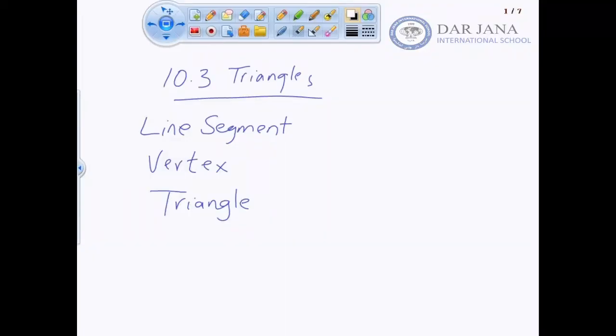Hello folks, welcome back. We are on lesson 10.3. We're going to work on triangles. In here we're going to learn about a line segment, a vertex, and triangles. What is a line segment?